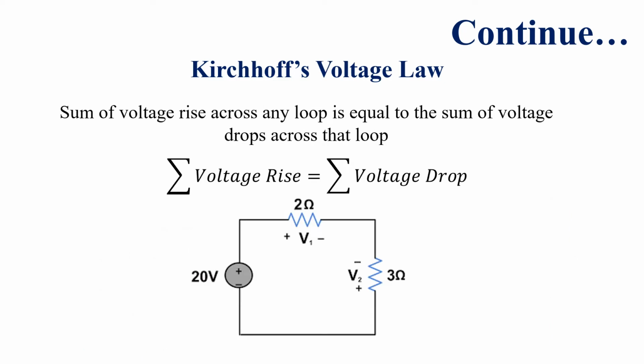Kirchhoff's voltage law states that the sum of voltage rises across any loop is equal to the sum of voltage drops across that loop, as we can see in the equation and the circuit diagram. We have the voltage rise at the battery of the circuit, and in these two resistances connected in the circuit we have the voltage drop. So the voltage drop in the circuit is exactly equal to the voltage rise.